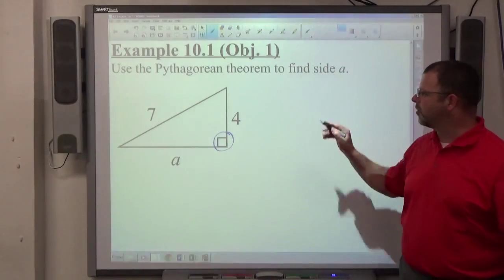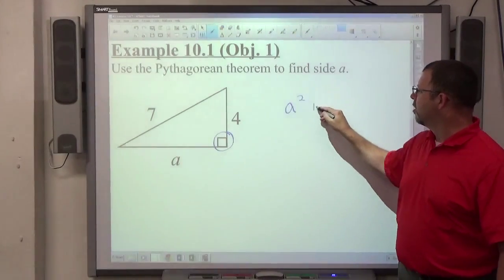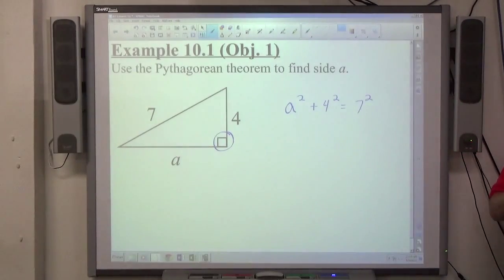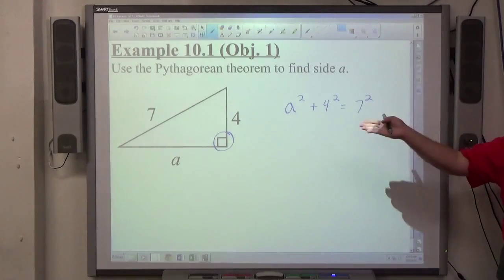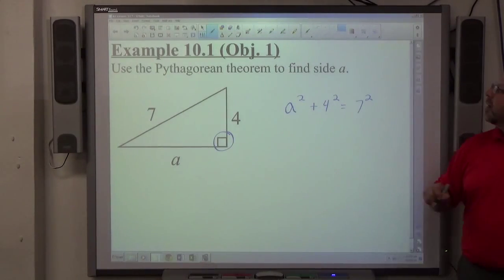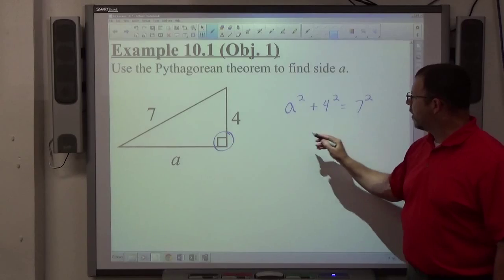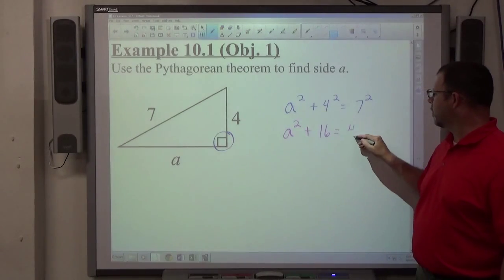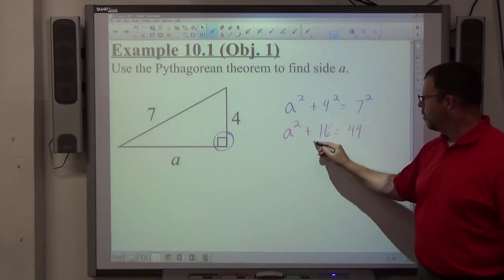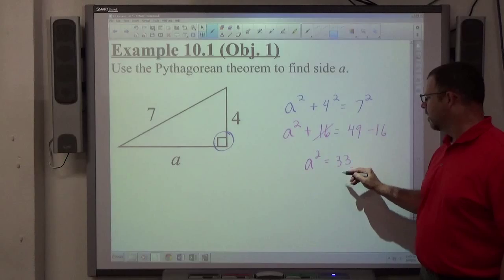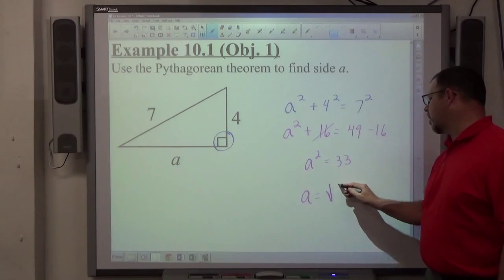The Pythagorean theorem states we take leg squared plus leg squared equals hypotenuse squared. So again, the property that we're applying is the Pythagorean theorem. We create a good algebraic equation from the theorem. Then we use good algebra to solve the equation. a squared is going to stay a squared, 4 squared is 16, 7 squared is 49. We move the 16 to the other side, so a squared is equal to 33. That makes a equal to the square root of 33.